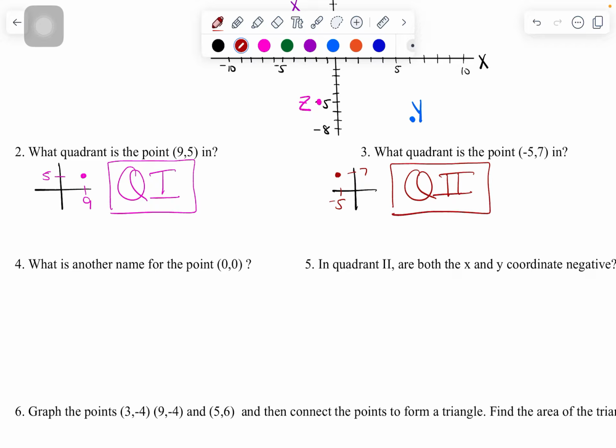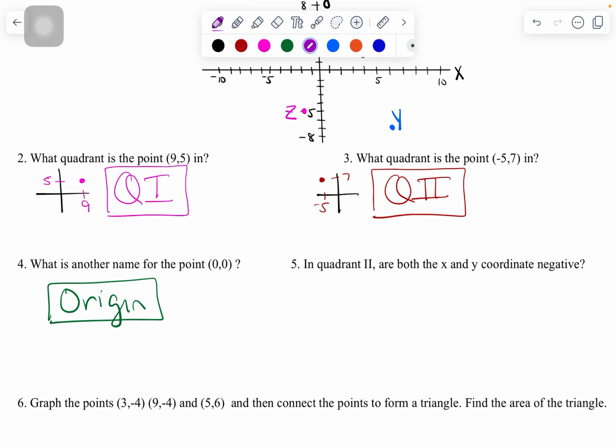Okay. I know I've already talked about this. What's another name for that point 0, 0? That would be the origin. Again, everything originates from there. Origin. Okay, good. Making sure I spell it right.